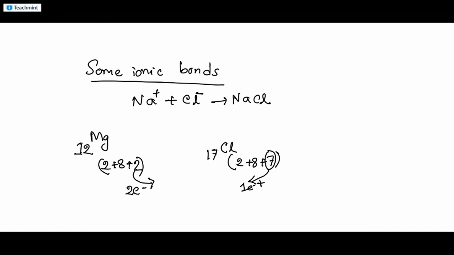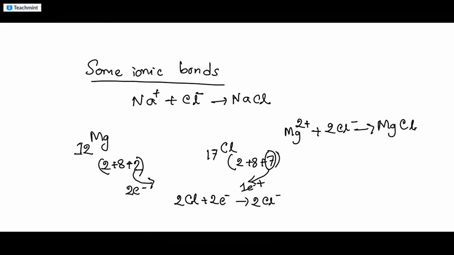Here is 1 chlorine. That's why I need another chlorine. That means 2 chlorine will take 2 electrons, and they will become 2Cl minus, 2 chloride ions. Thus the formation will be magnesium 2 plus and 2 chloride ions. Sorry, here will be magnesium chloride. Okay, if you think about magnesium plus oxygen, it will be magnesium oxide.